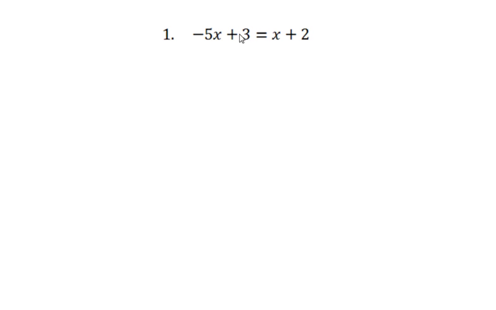So here we go. In the first one, we've got x's on both sides of the equal sign. So we need to get them on one side first. Now, I like having a positive x. So I'm going to add 5x to both sides.